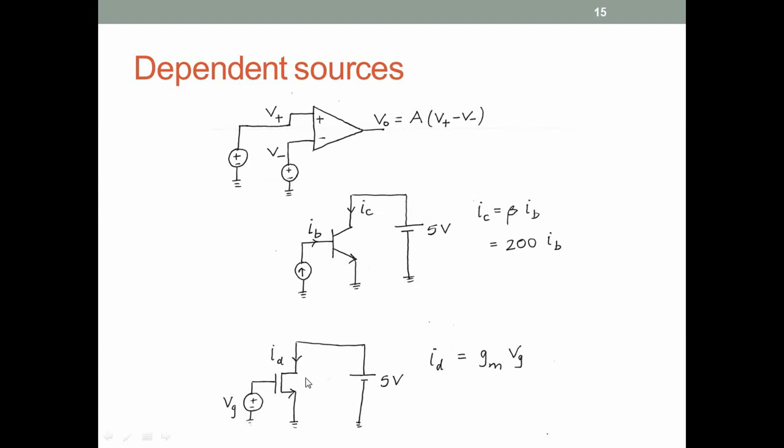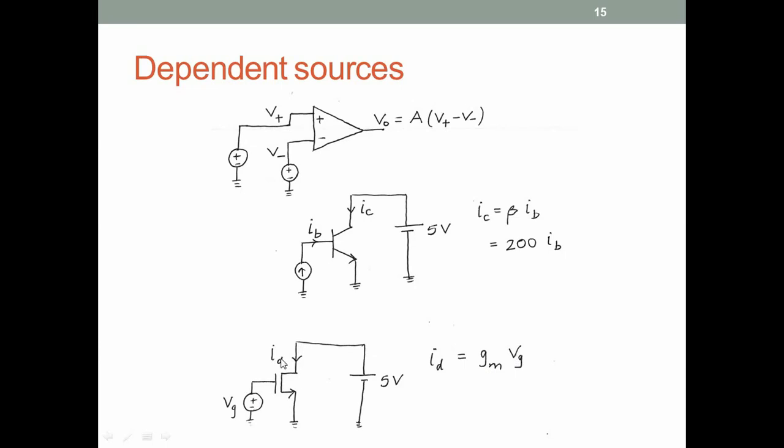Alright, this is a third example. This is called a MOSFET, another type of transistor, which also has three terminals, gate, source and drain. And for a MOSFET, very elementary mathematics is that if there is a voltage Vg applied to this terminal, then the current in this terminal is equal to some constant times Vg. So the current here depends on the voltage somewhere else.